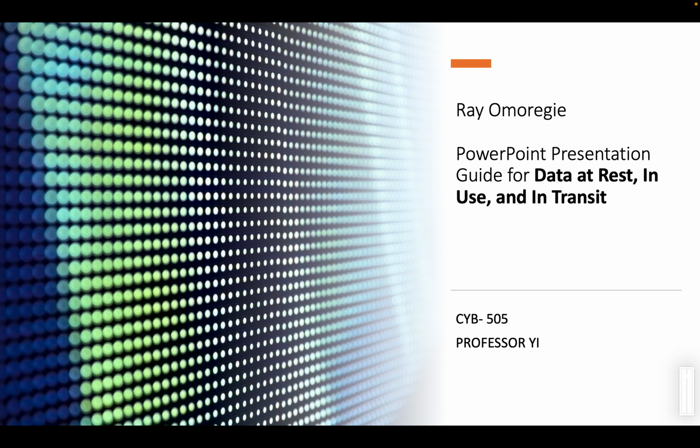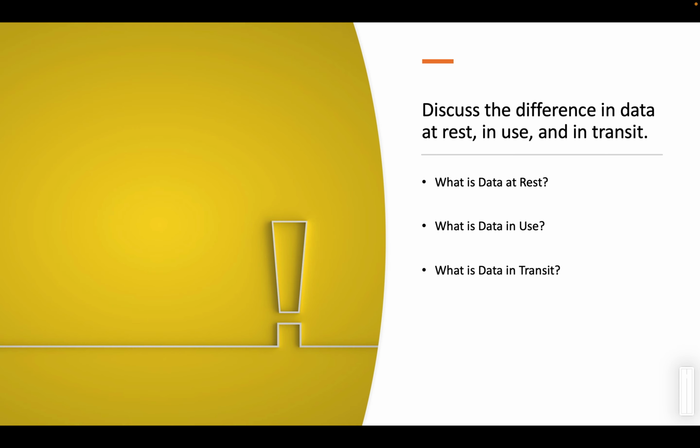Anyways, this PowerPoint presentation is my guide for talking about the three main things in data. We have data at rest, data while it's in use, and also data while it's in transit. I know these are a couple of complicated concepts, but I'll be happy to get into it. So, let's get started. First things first, we're going to talk about the difference between data at rest, data in use, and data in transit.